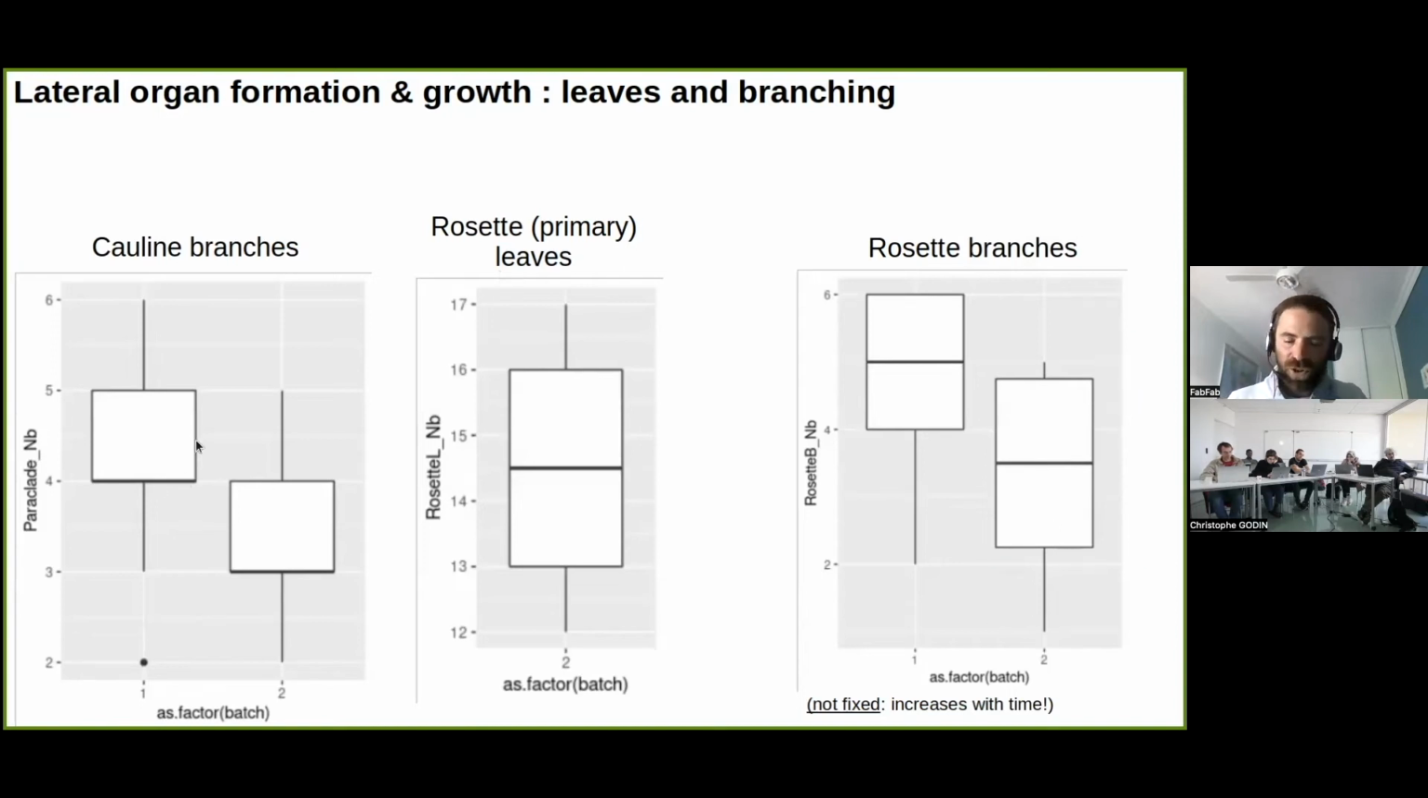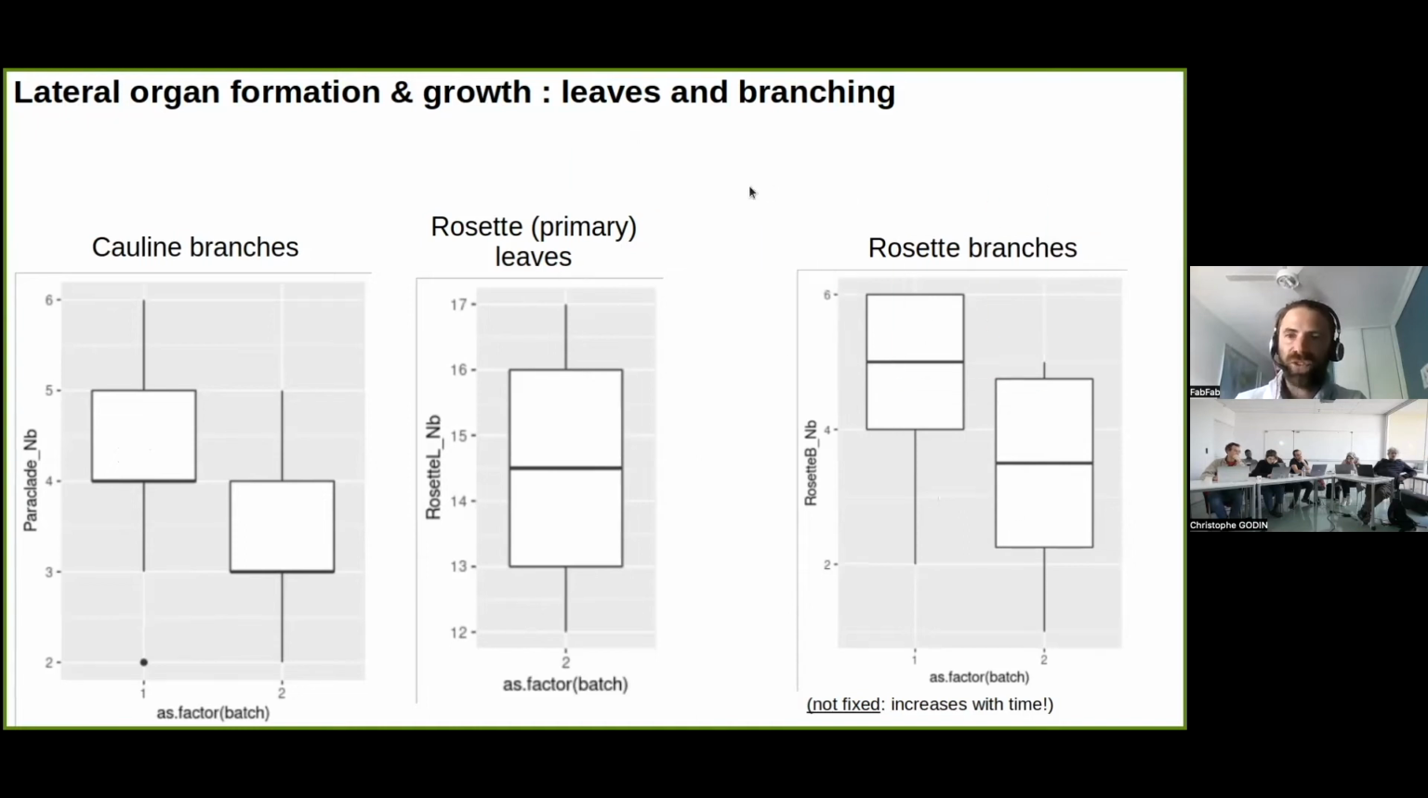And here I showed you that I have two different batches of plants, which are two independent experiments that I made at two different times. And so you can see some variability. So definitely this batch is more variable than before. I don't know why. So you can see an experiment effect. And for each batch, you can see that yes, the number of caulline branches is between, let's say, 3 to 5. Okay, the number of rosette branches is between 5 and 6, let's say.